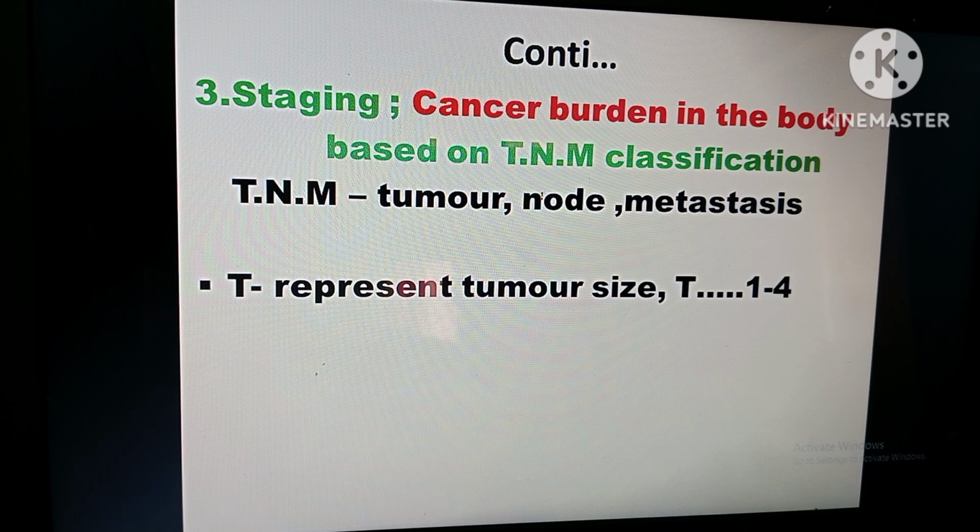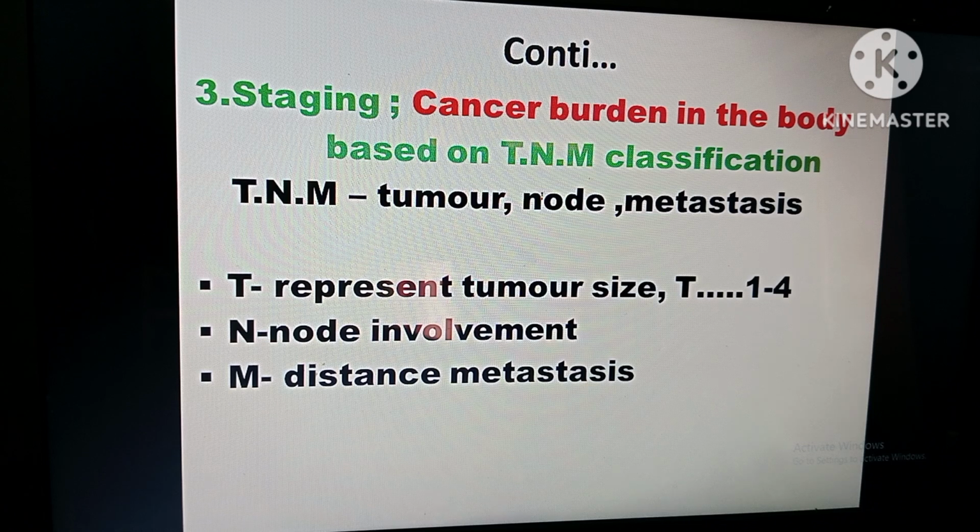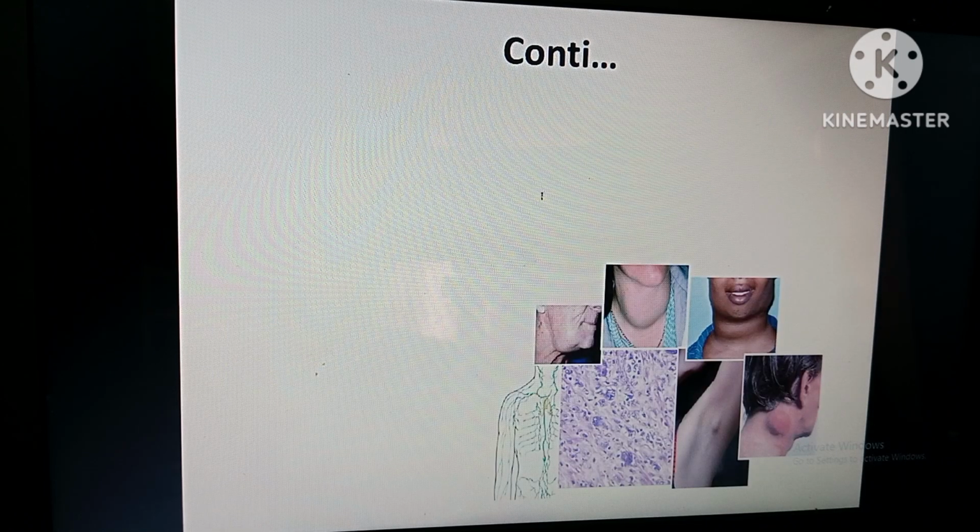T represents tumor size. If it is small, the number given will be 1. If it is very big, the number given will be 4. N means lymph node involvement. M means distant metastasis, how much it has spread from one organ to another organ.